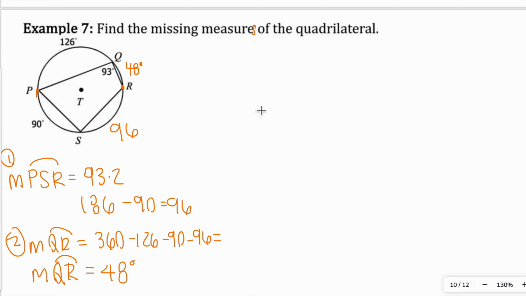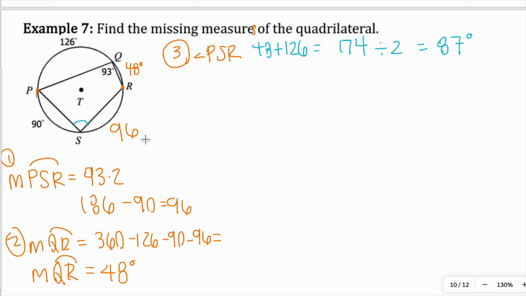So let's look at step 3. Let's do PSR's angle. So step 3, I'm going to look for the angle PSR. PSR is this angle here, and this is encompassing 48 and 126. So 48 plus 126 is 174. And then to find that inscribed angle, I'm just going to cut that in half. So I'm going to get 87 degrees.